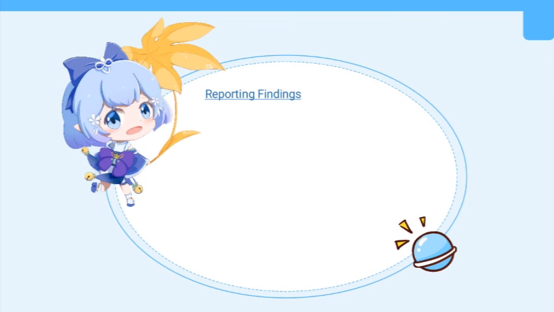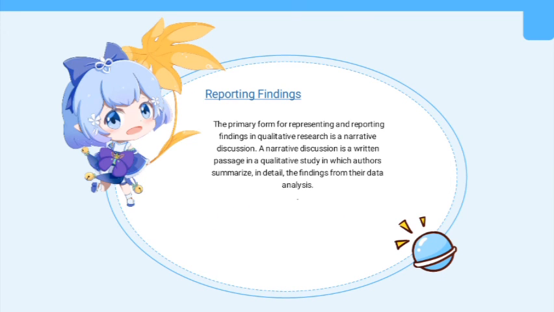So the next is reporting findings. The primary form for representing and reporting findings in qualitative research is a narrative discussion. A narrative discussion is a written passage in a qualitative study in which authors summarize in detail the findings from their data analysis. So maybe that is enough for our explanation, and thank you.